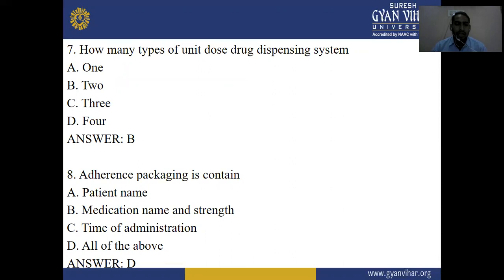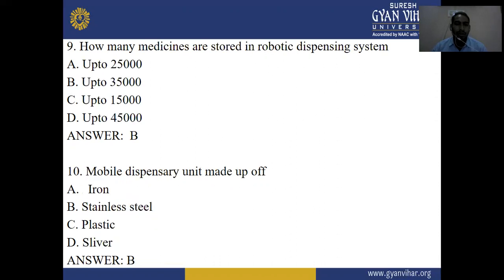Next question: adherence packing contains what? Option A is patient name. Option B is medication name and strength. Option C is time of administration. Option D is all of the above. The right answer is D, all of the above.